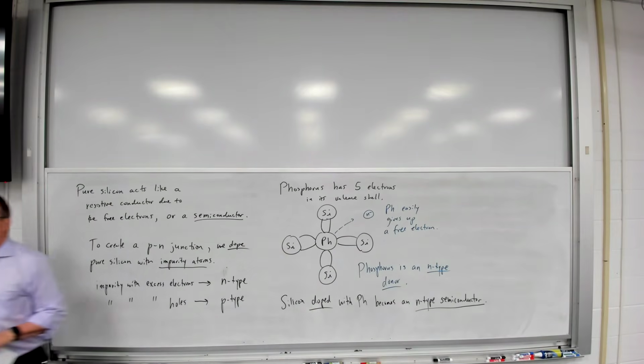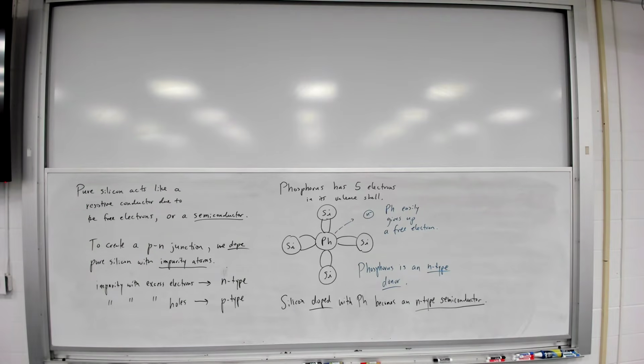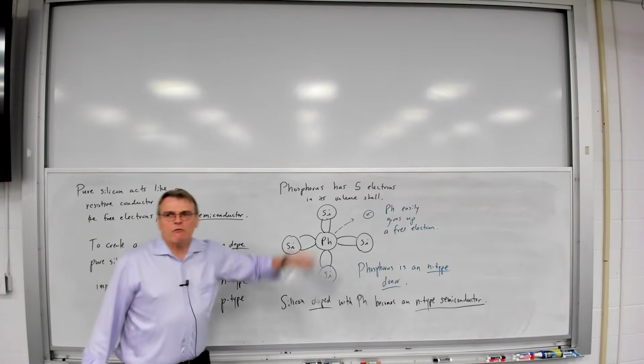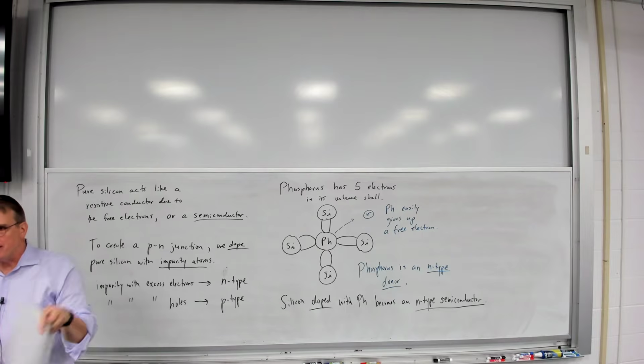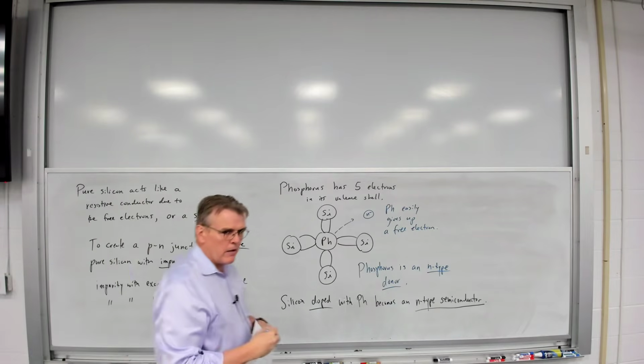So questions about this? Hopefully pretty straightforward concept. So here I can generate lots of free electrons by adding phosphorus atoms, mixing them into that lattice. Yes? I have a question about that free electron.